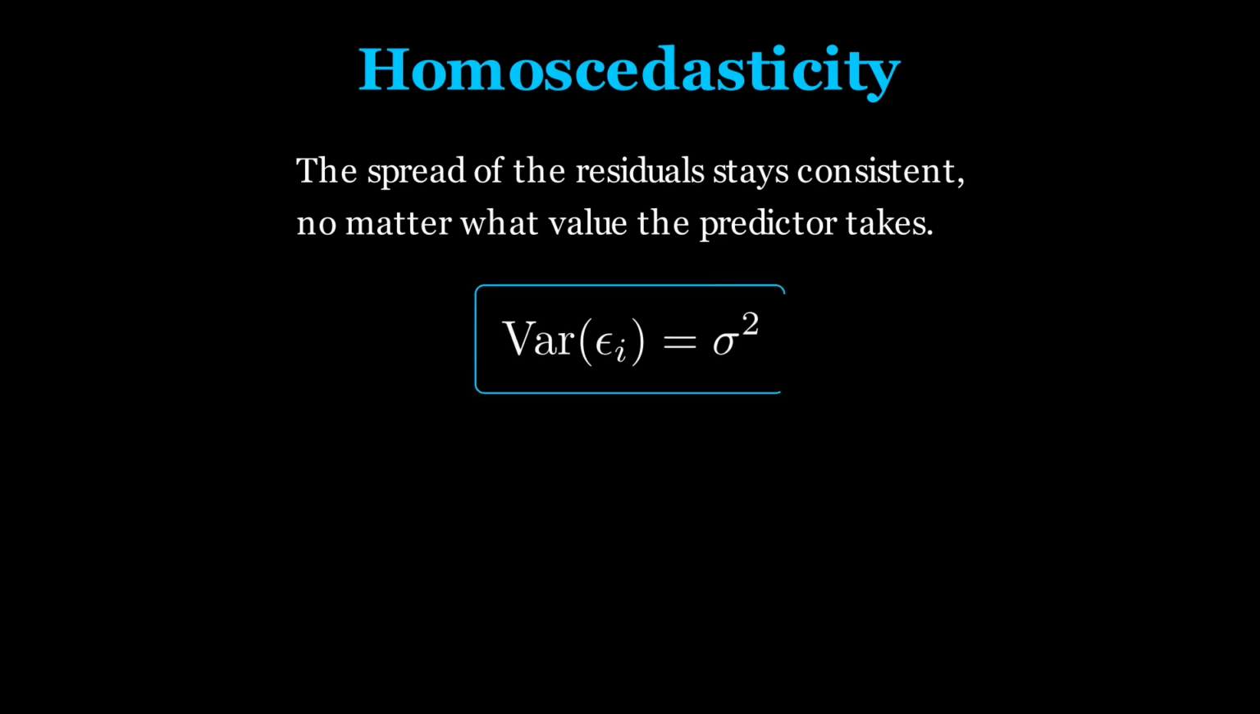One of the key assumptions of the classical linear regression model is that the error terms, epsilon i, are homoscedastic, meaning they have a constant variance, sigma squared, for all i. Consequently, it follows that the variance of the response, yi, is also sigma squared. Let's see why.